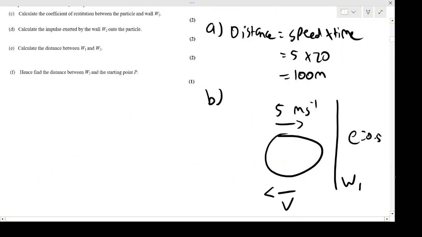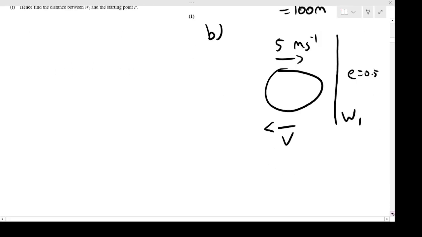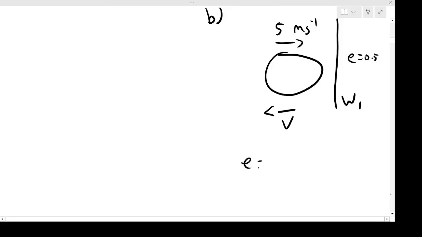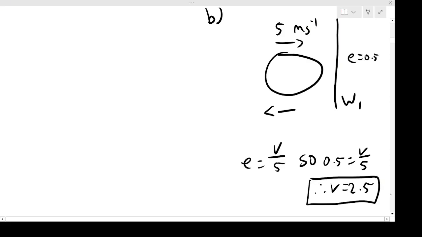So actually, I can just work out that E is going to be the final speed V over the initial speed 5. And that means 0.5 for E is going to be V over 5. Therefore, multiplying by 5, I get V to be 2.5. So that is the speed it rebounds from the wall with. Hopefully happy with that then.